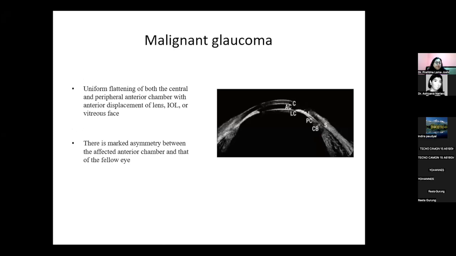In malignant glaucoma, there will be uniform flattening of both the central and the peripheral anterior chamber, and there is anterior displacement of the lens or IOL or the vitreous face. And there is marked asymmetry between the anterior chamber findings of the affected eye and the fellow eye. In this picture, we can see uniform shallowing of the anterior chamber, both in the center and the periphery.